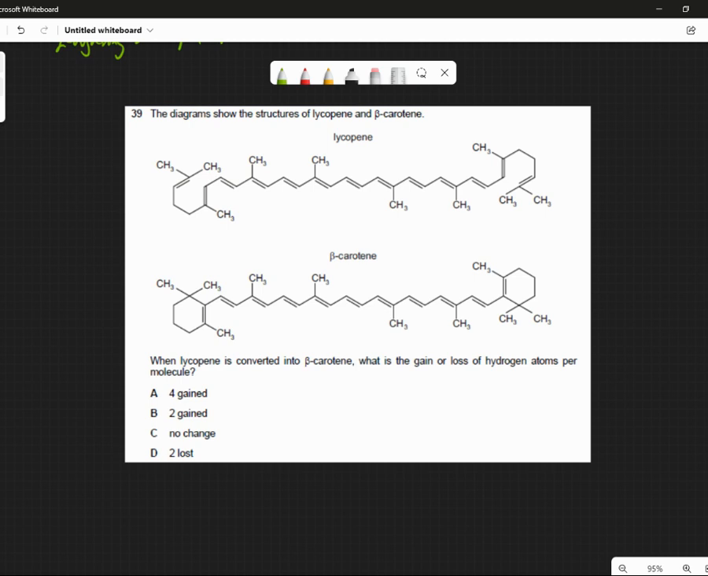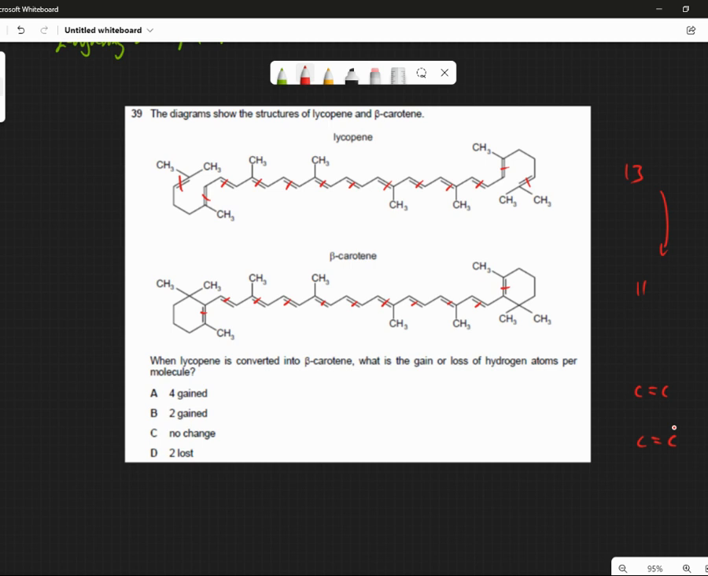Yeah, exactly. Well done, Sadi. It's the number of double bonds, isn't it? So what we've got to do is calculate the difference in double bonds. This is how I would do it. Count them, and when you count them, do it with the pencil so you know you've done it properly. 1, 2, 3, 4, 5, 6, 7, 8, 9, 10, 11, 12, 13. So I've got 13 in lycopene, and 1, 2, 3, 4, 5, 6, 7, 8, 9, 10, 11. Okay, so I've lost two double bonds.